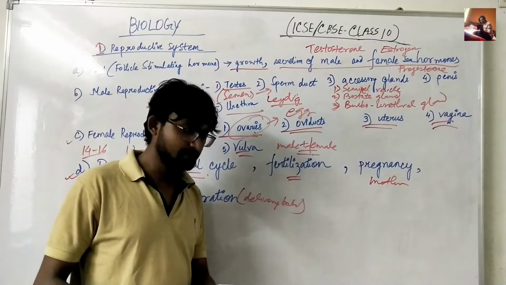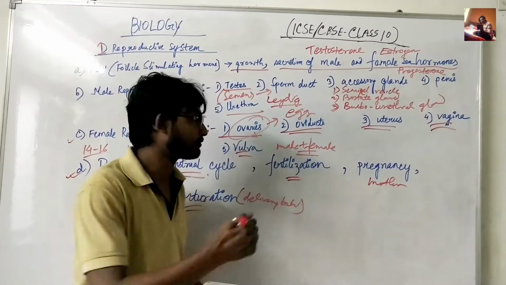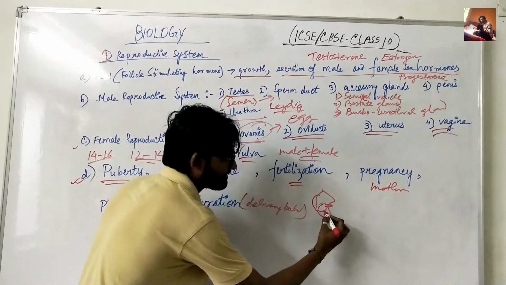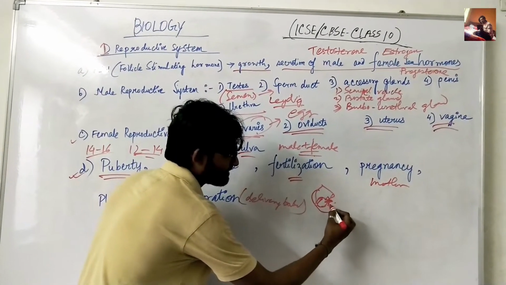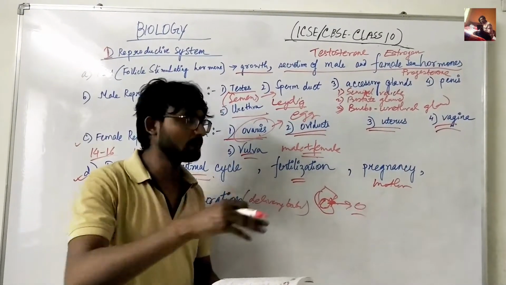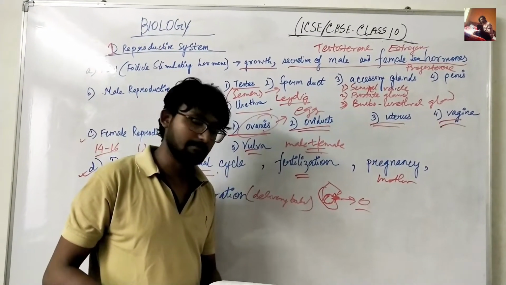What is ovulation? It is the rupture of the follicle. When the follicle ruptures, the egg is released from the ovary. Inside it is the egg; it ruptures and the egg comes outside. You need to know this. The oviducts carry the ovum through the fallopian tube and all. I will come to the diagrams.